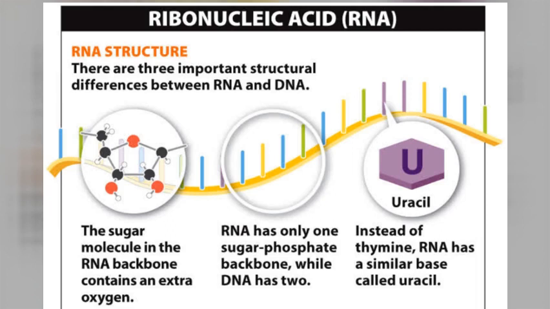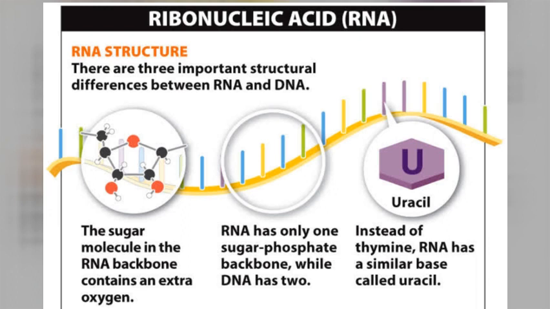First, the sugar portion of the nucleotide differs slightly, containing an extra atom of oxygen. Secondly, while the RNA has the bases A, G, and C, instead of thymine, the T, it actually has a similar base called uracil, or U. And the third difference is that unlike DNA, RNA is single-stranded.